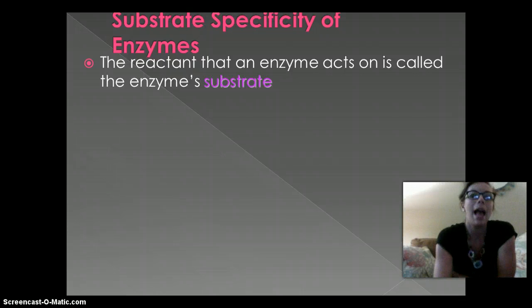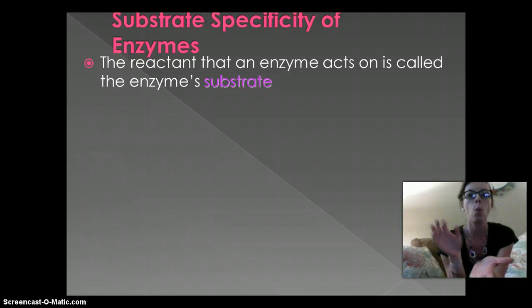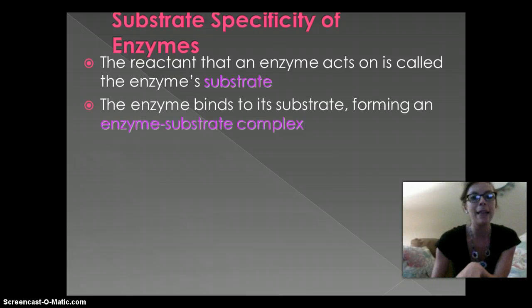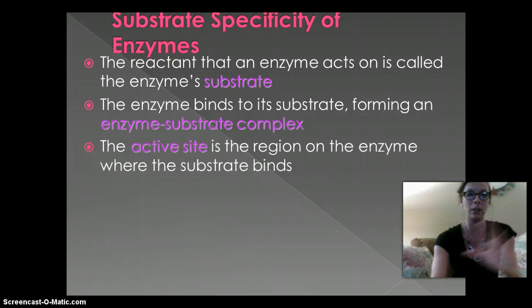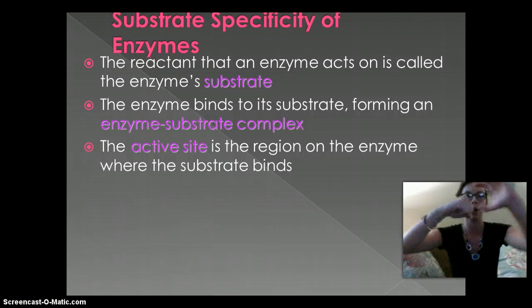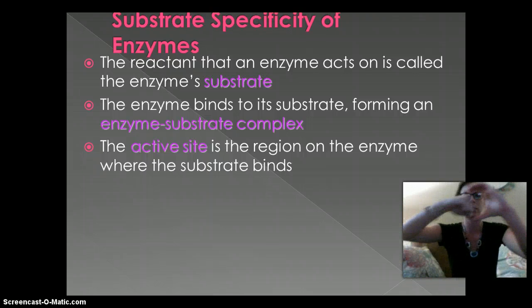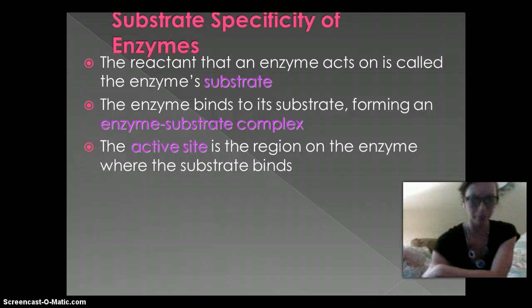Okay, so enzymes are very specific, so they're going to act on one part or one substrate. So it's very specific, so only one enzyme for one type of substrate. The enzyme is going to bind to the substrate, and this is the reactant of the chemical reaction, and this is called the enzyme substrate complex. The active site is going to be the region where it binds, so I like to think of Pac-Man. So it's going to be the mouth of Pac-Man.